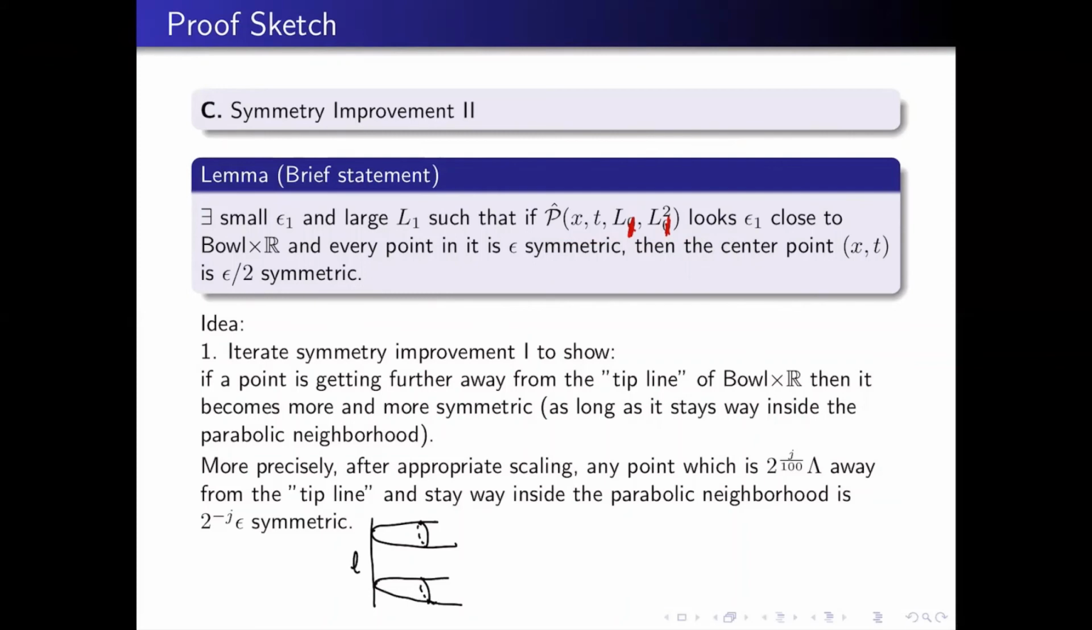And after rescaling, this statement is saying that if one point X has huge distance, d(X, L), or we have the precise quantity here, 2 to the j over 100 lambda, then we would have that X is 2 to the minus j epsilon symmetric.